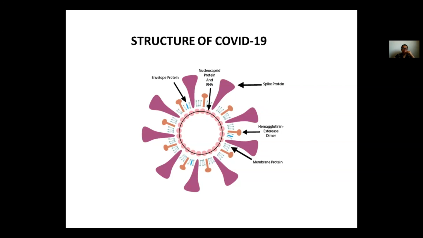As you all can see, the structure of COVID-19 consists of the spike proteins, envelope proteins, nucleocapsid proteins, and membrane proteins. It consists of single-stranded RNA, which is positive sense and which can directly translate into the proteins.